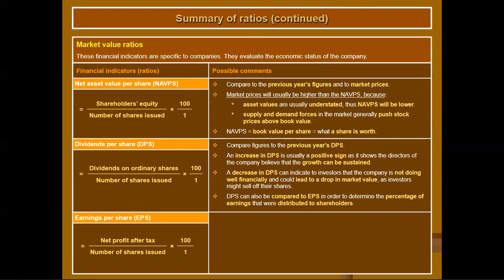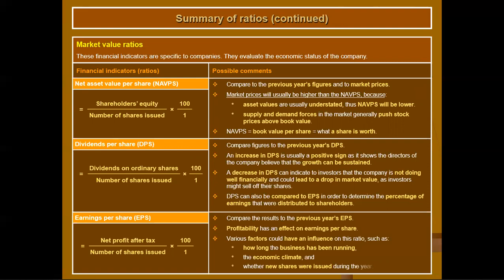Market ratios, we've got net asset value per share, dividends per share, and earnings per share. So when they ask you to calculate market values, these are the ones that you have to calculate. When they ask you to calculate liquidity ratios, we're talking about current ratio, acid test ratio, debtors collection period, creditors payment period, and stock turnover rate. Okay, all of those will fall under liquidity ratios. These are market ratios. So it simply tells you, based on the market, is your business doing well or not? Okay.